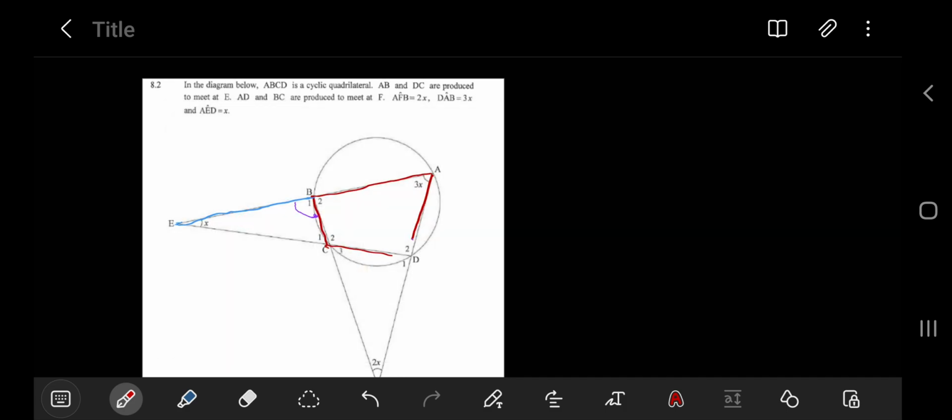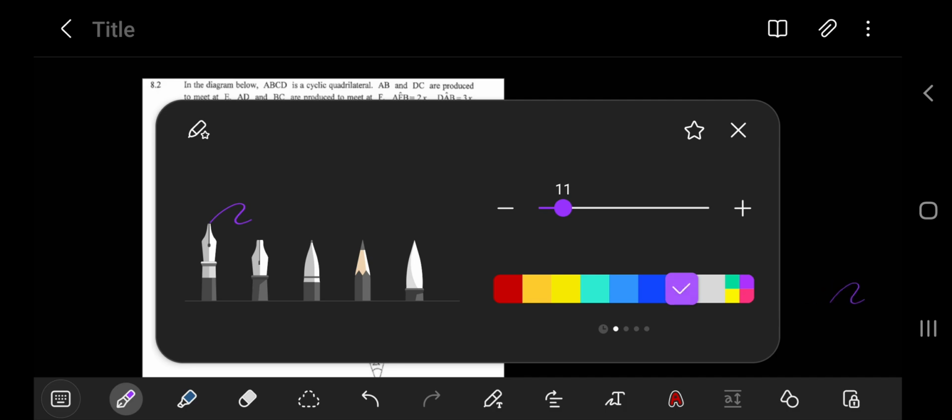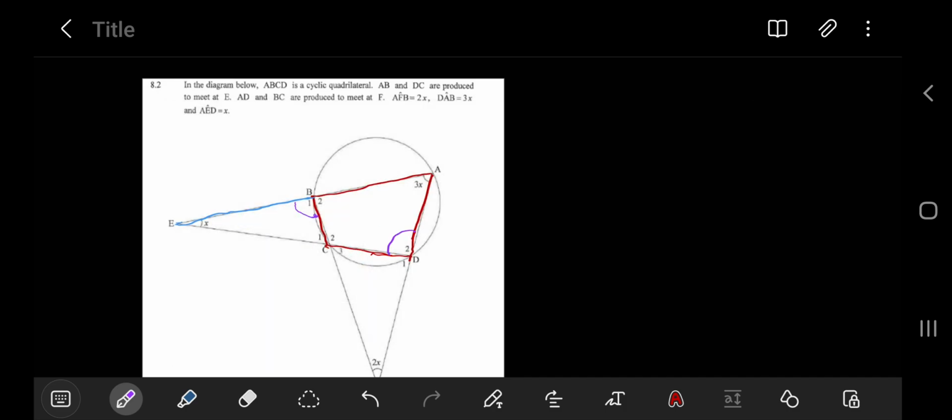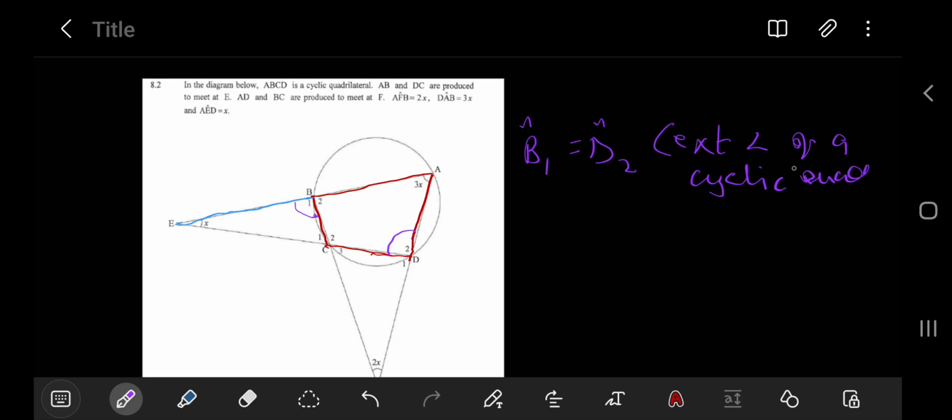All right, so B1 is equal to D2. Reason being, exterior angle of a cyclic quad. It should be equal to the opposite interior angle. Okay, so that is one theorem that we can identify from a line which is produced, because we have a cyclic quad here, right?